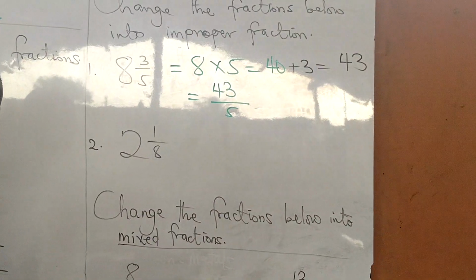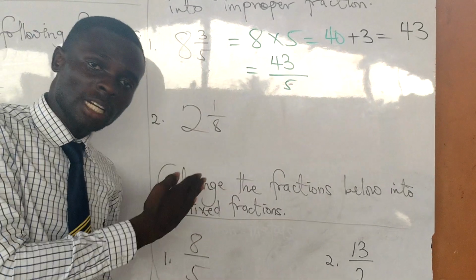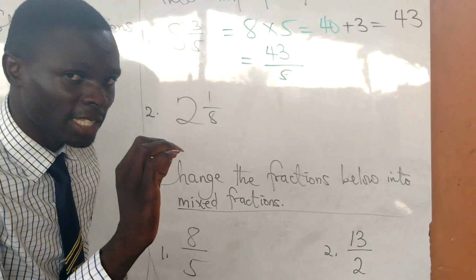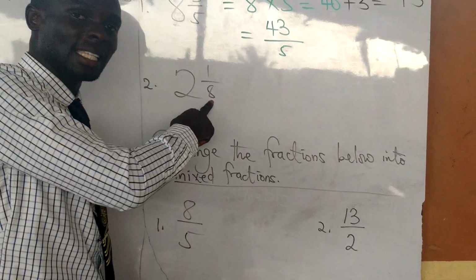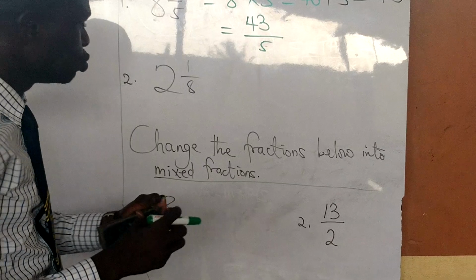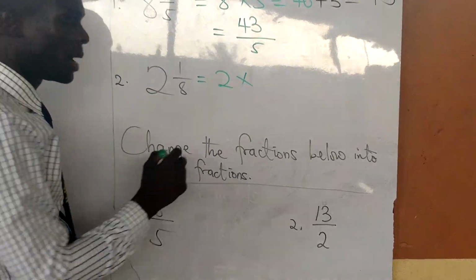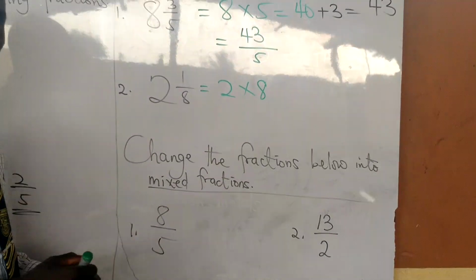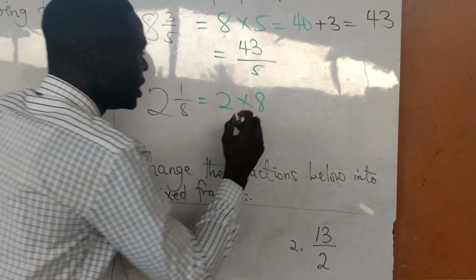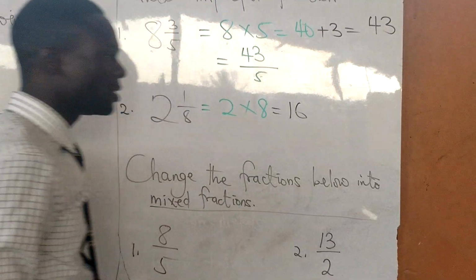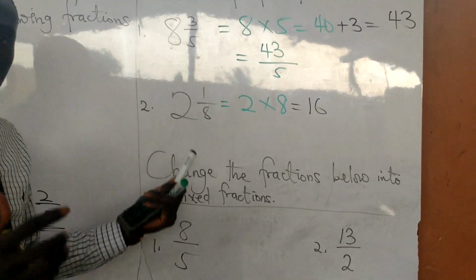Let's look at the last one. The same thing here. Locate the whole number and the denominator. The whole number is 2 and the denominator is 8. So multiply these two. So we are going to say 2, which is the whole number, times 8, which is the denominator. So 2 times 8 is going to give us 16.